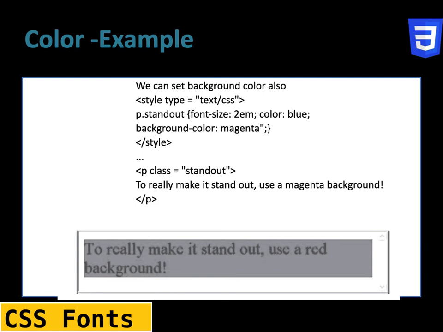So style element ends there. P class is equal to standout is used. Class name is given as standout. To really make it stand out, use a magenta background. That particular paragraph element along with its content will appear in blue with a magenta background color. So this is how color properties are defined and specified in CSS.